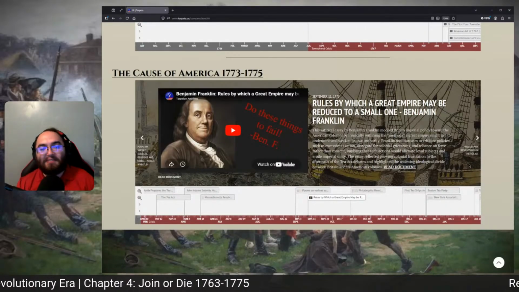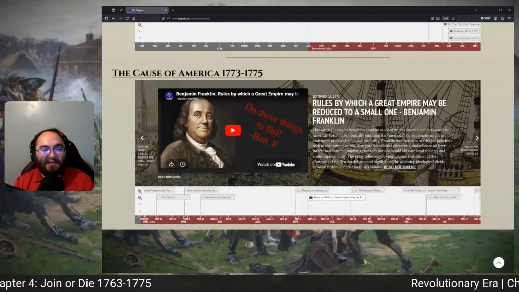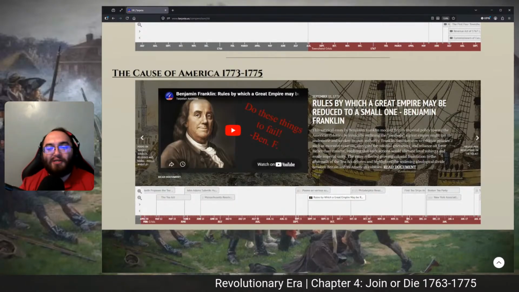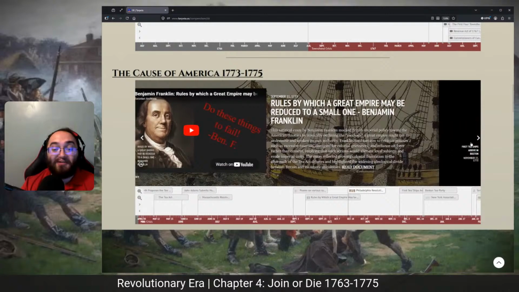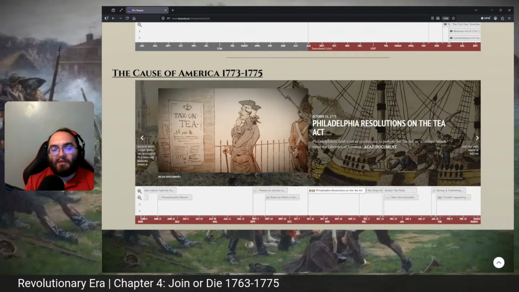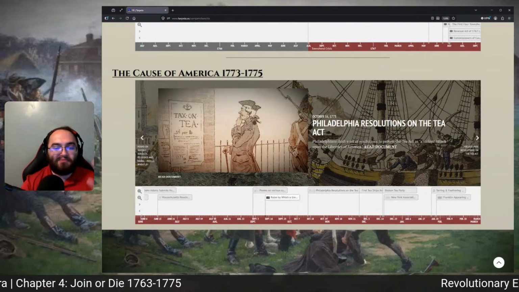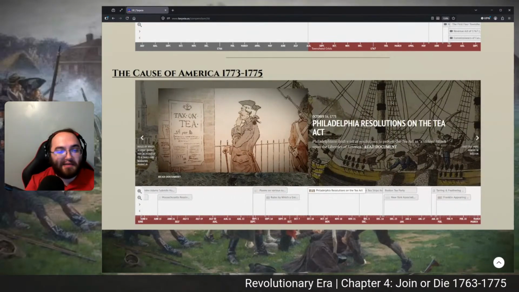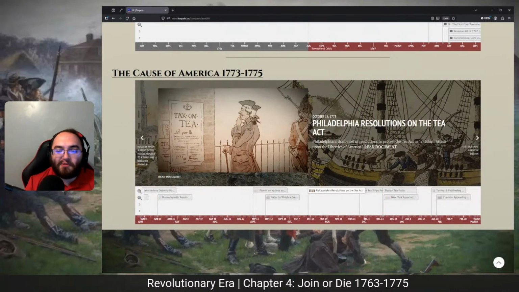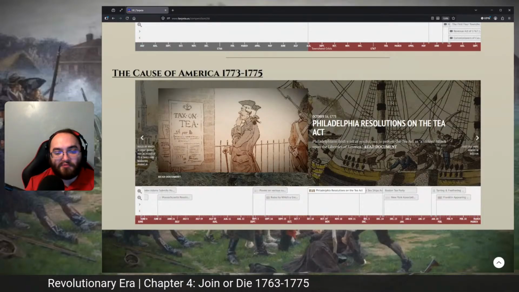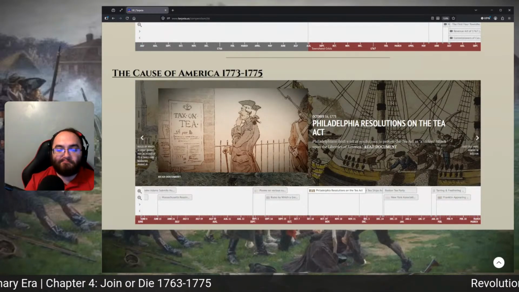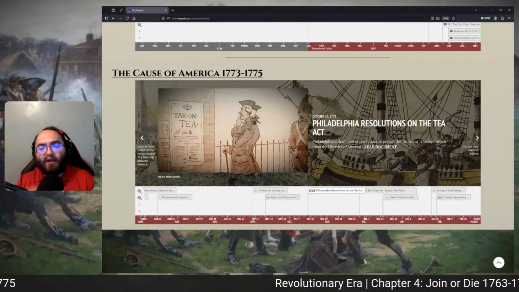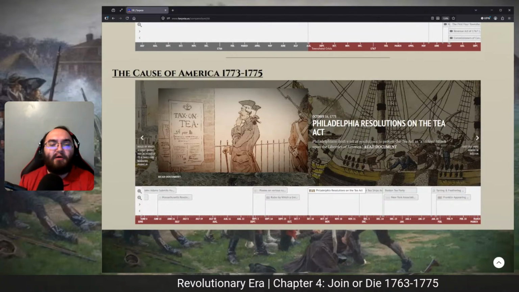And he's just listing a bunch of things that the British Empire were doing. So it's very satirical, and he's mocking the British imperial policy towards the American colonies. Philadelphia Resolution, which is very much a Franklin thing to do. Satire is his thing. Philadelphia resolutions on the Tea Act. So Philadelphians draft a set of resolutions to protest the Tea Act as a violent attack upon the liberties of America.